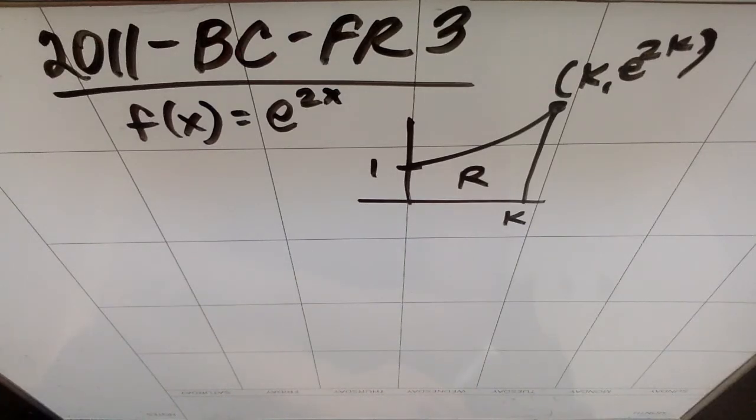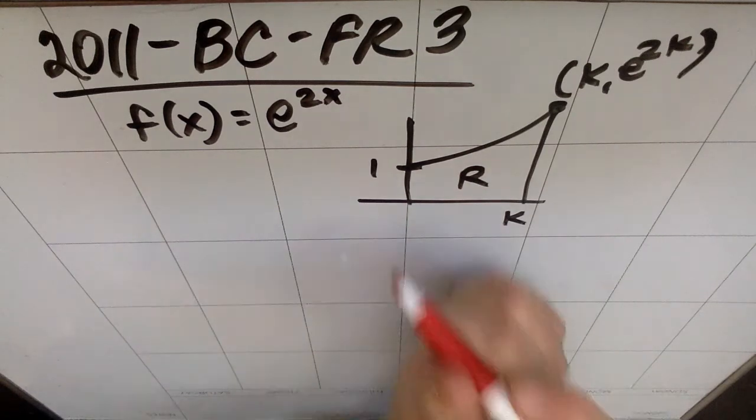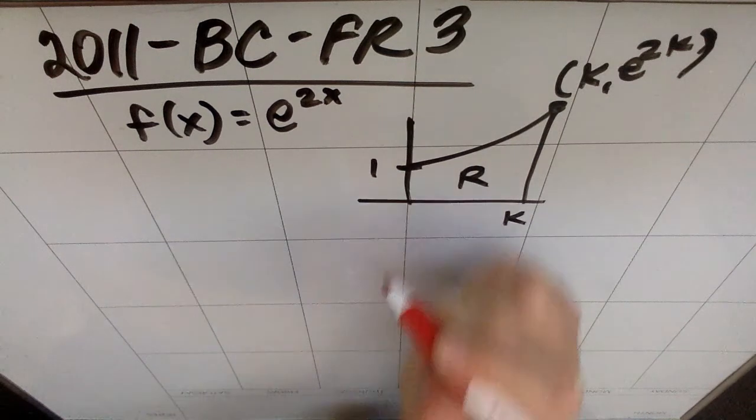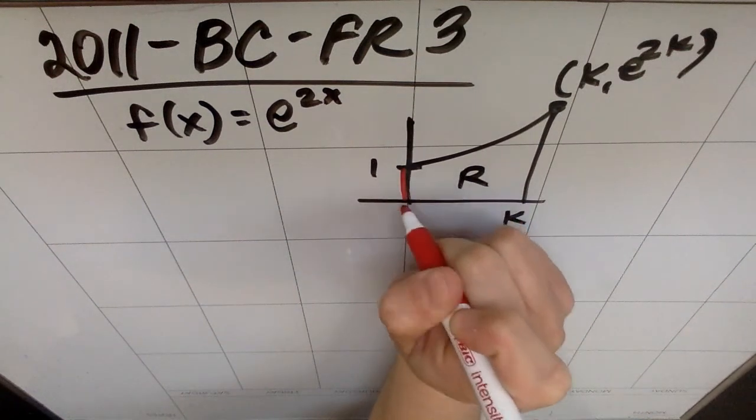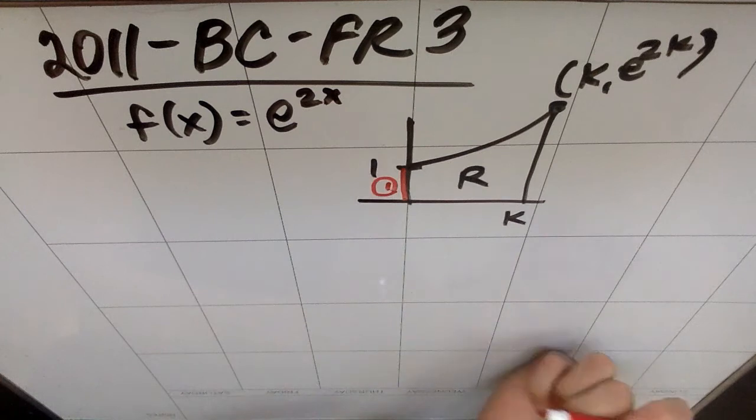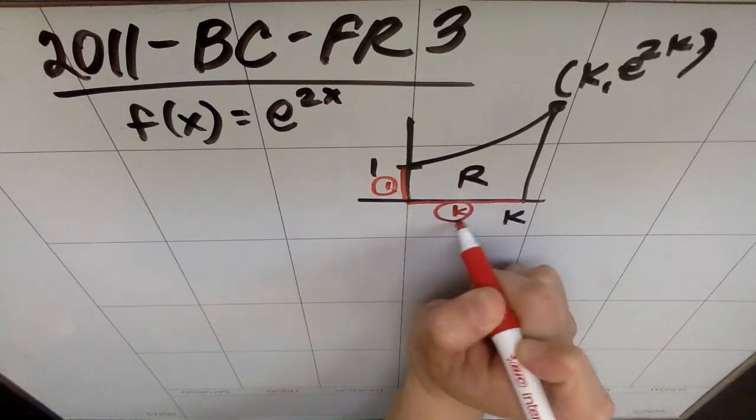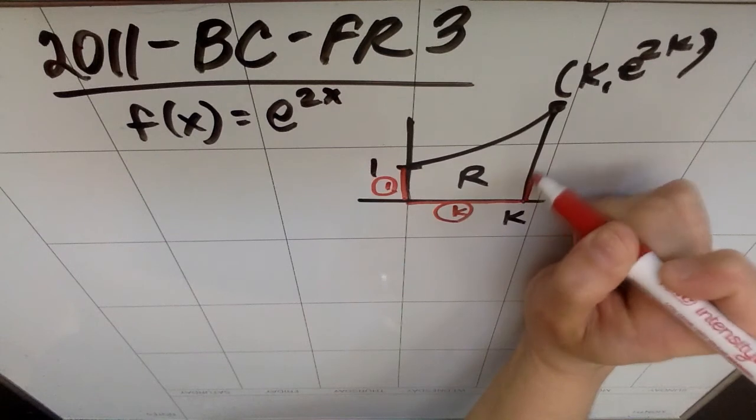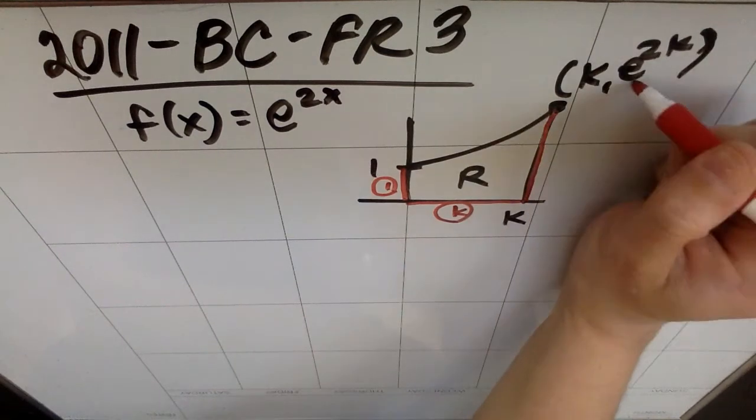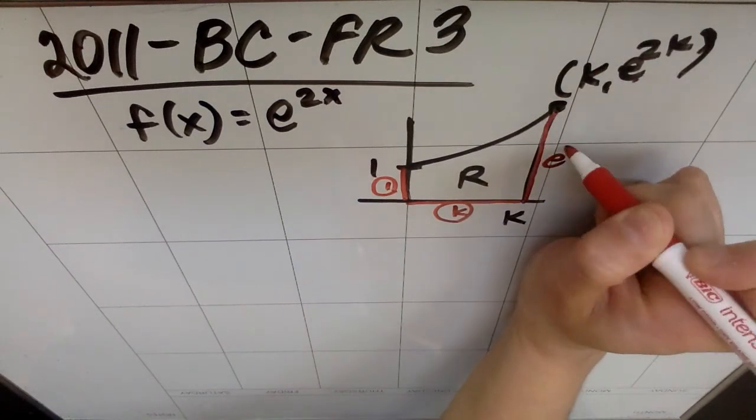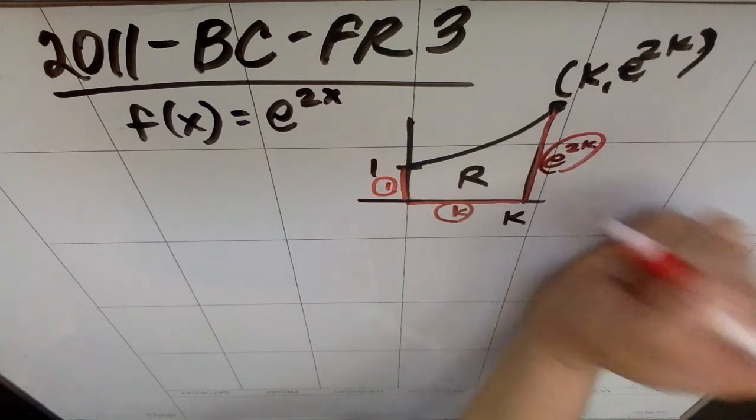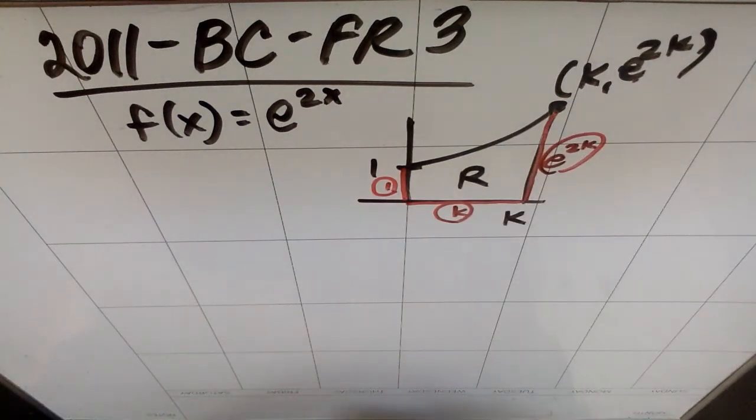Part A, write but do not evaluate an expression involving an integral that gives the perimeter of R in terms of k. Okay, so the perimeter of R is going to break down into 4 sections, right? We've got this section that goes from 0 to 1, so it's 1 unit long. We've got this section on the x-axis that goes from 0 to k, so it's k units long. And we've got this section that goes from 0 to the y-coordinate e to the 2k, so it's e to the 2k long. Those are all just numbers, even though they don't feel like numbers because of the k. So those 3 are really simple sections of the perimeter.